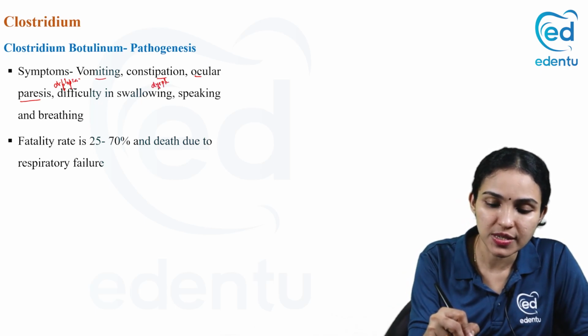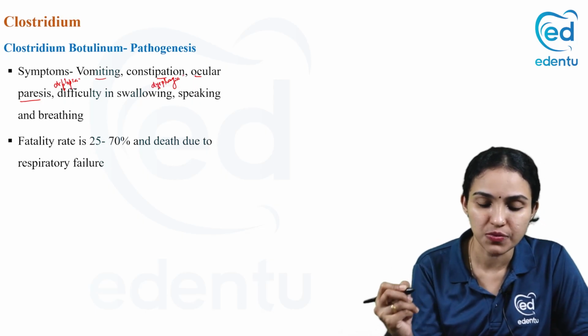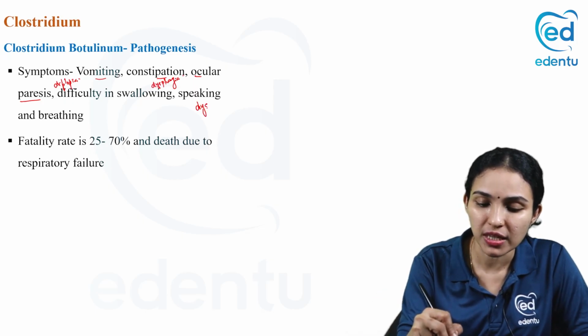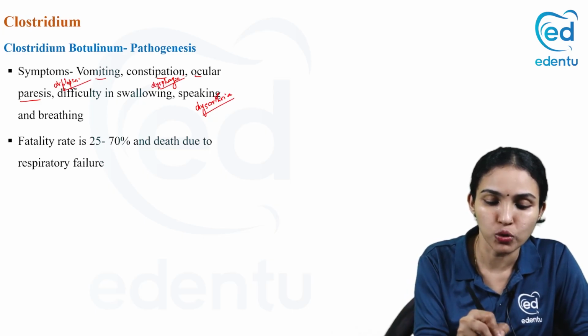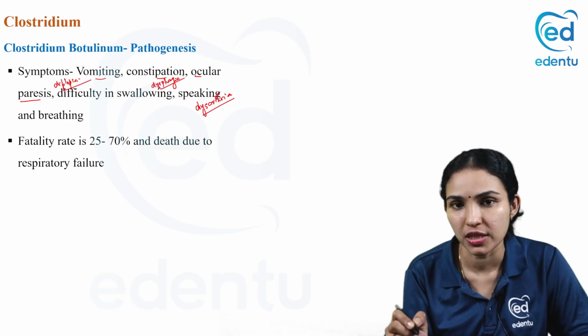Difficulty in swallowing is called dysphagia. Difficulty in speaking is called dysarthria. So this is the triad of botulism: diplopia, dysarthria, dysphagia.